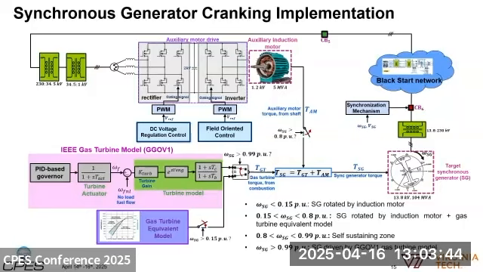The gas turbine will reach full speed. And after that, the IEEE gas turbine model, which is GGOV1, will kick in. And the synchronization mechanism will detect the phase, voltage and frequency difference on both sides of circuit breaker 6 and close when synchronization is reached.